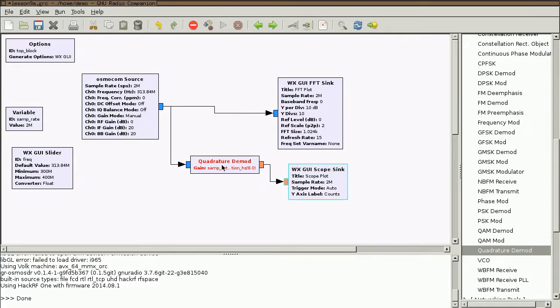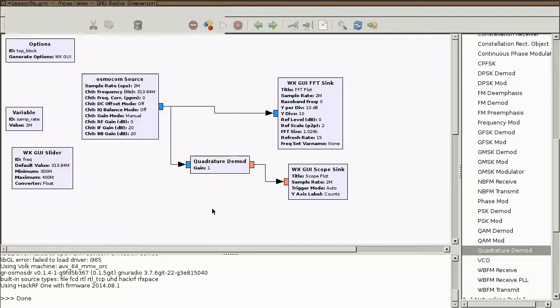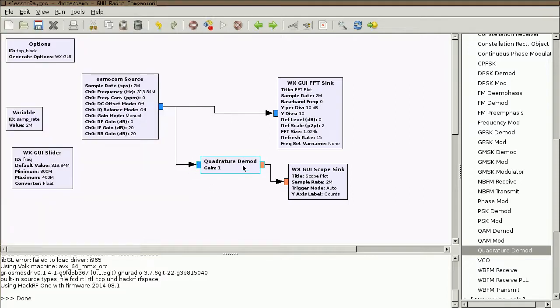Now, the quadrature demod block is unhappy because this gain setting is unsatisfied in some way. Oh, look at that. It's this very complex formula, and it refers to a variable that doesn't exist. Now, what I usually do is this. I observe that this gain parameter, all it does is just scale the output, and I don't really care about the scale of the output, so I set this to 1 and remove all of that complicated stuff. Now let's see what we get this time.